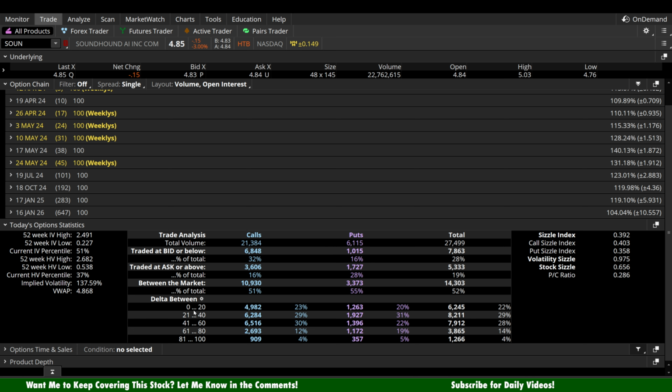The short-term speculators, guys, that 0 to 20 delta range, nearly 5,000 calls, 1,263 puts. Heavy call side bias in the short-term speculation category as well. Those short-term bets being placed, the far out of the money aggressive bets. Again, volume's extremely low. Take it with a grain of salt. One buyer can throw these numbers off. But that's what the traders are telling us here today.